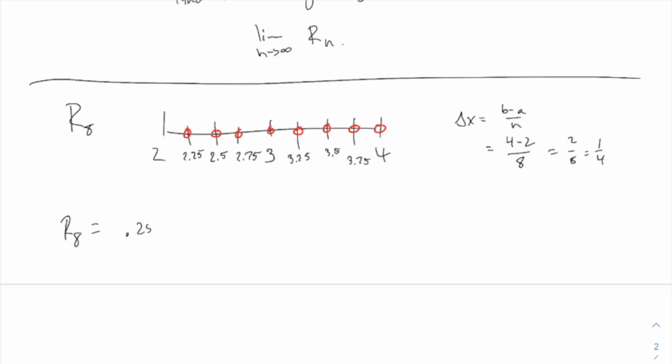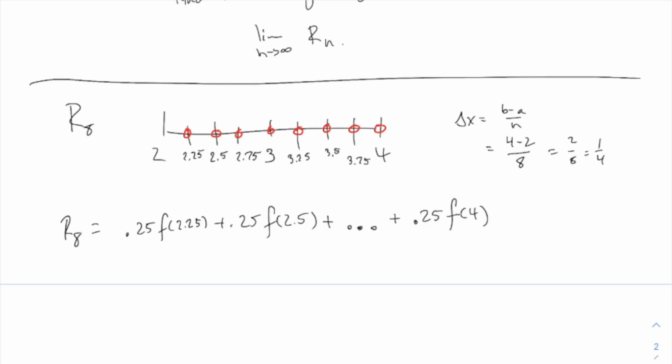R8 is 0.25 times f of the first point, which is 2.25, plus 0.25 times f of the next point, which is 2.5. You're just adding every point together. Each time you multiply by delta x, and you plug that value into the function. As I said before, you can put the dot, dot, dot. This is very tedious to write all the way out. If you're going to use a dot, dot, dot, you should at least give me the first two so that I can understand what the pattern is supposed to be, and then give me the last one so that I know that you know where to stop. In this case, since I'm doing the right-hand endpoints, I should go all the way up to f of 4, all right?